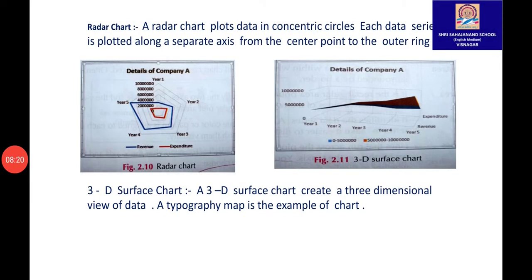Now radar chart. A radar chart plots data in concentric circles. Each data series is plotted along a separate axis from the center point to the outer ring. 3D surface chart. A 3D surface chart creates a three-dimensional view of data. A topography map is an example of a 3D surface chart.